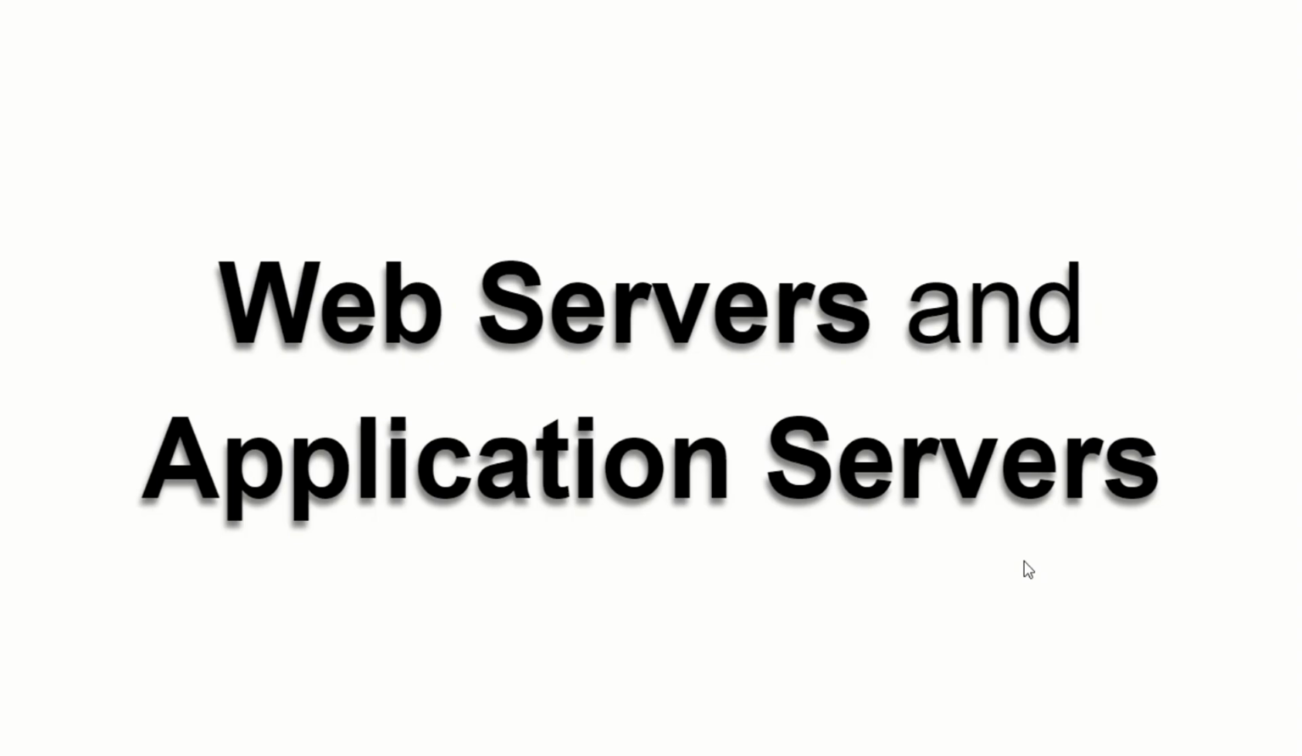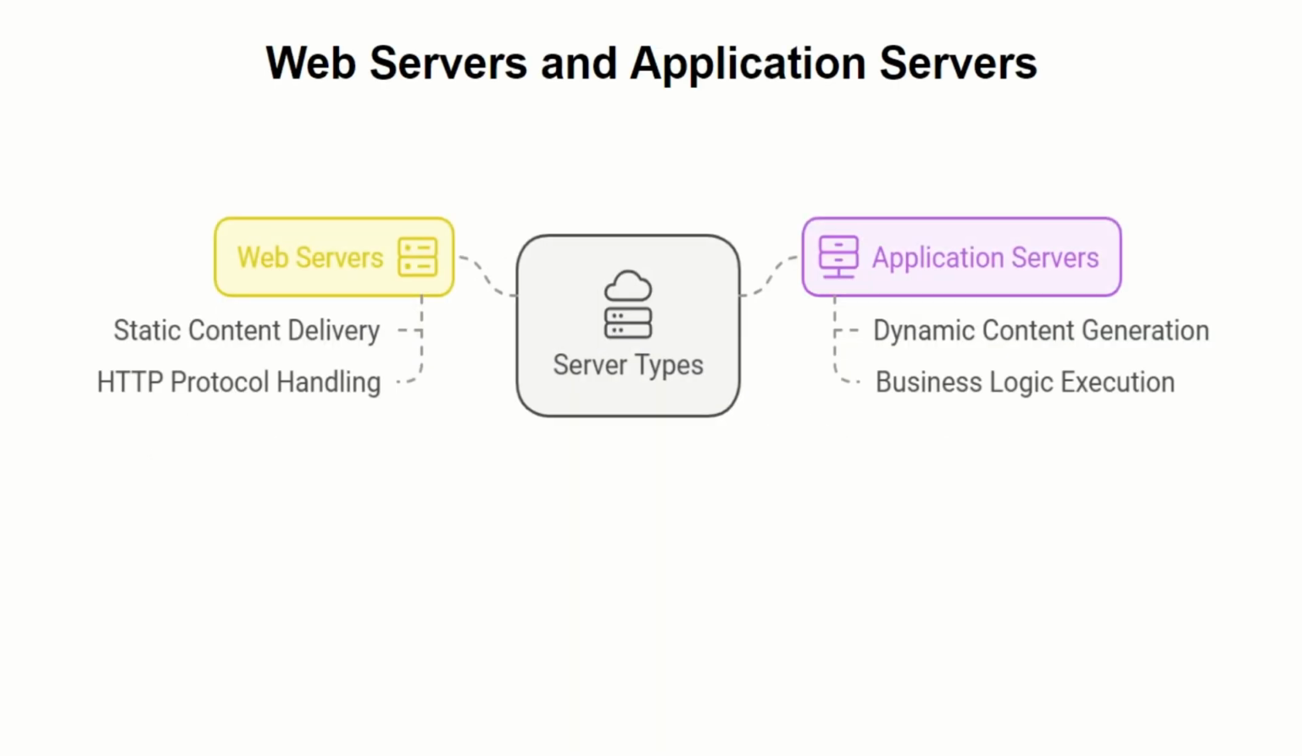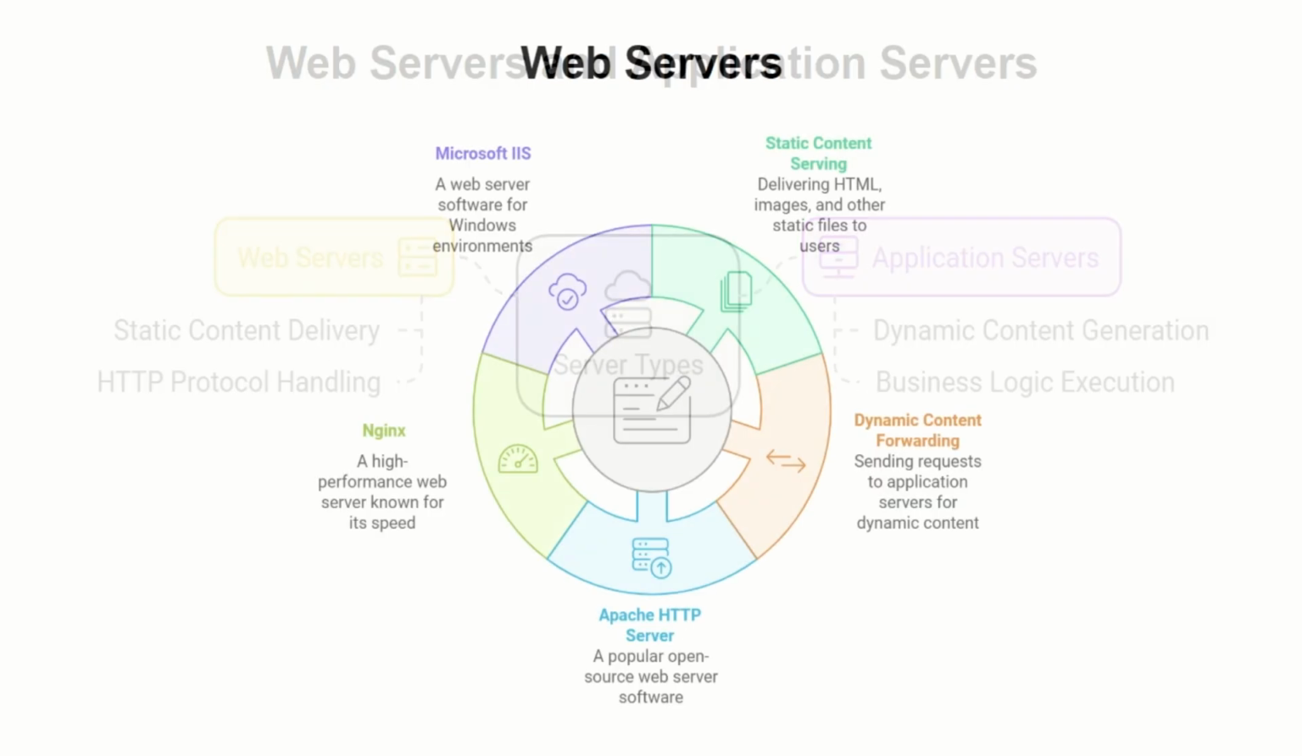In the context of web development and computing, web servers and application servers are two distinct types of server software, each serving different functions, though they often work together. Web servers and application servers are both essential components of modern web infrastructure. They handle different aspects of web traffic, content management, and application execution. So, let's see an overview of both.